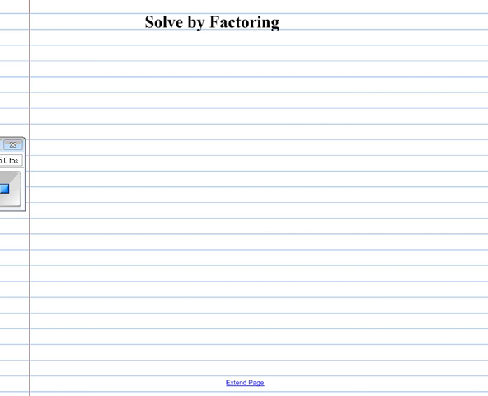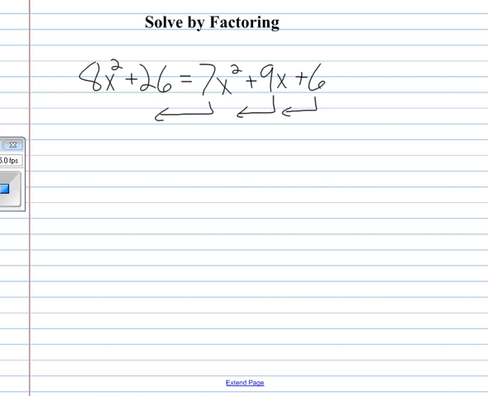Let's say we have the equation 8x squared plus 26 equals 7x squared plus 9x plus 6. So again, we need this equation to be equal to 0. So I'm going to move everything over here to the left. That way our x squared term will be positive. That's ideal. So this is going to reduce to x squared minus 9x plus 20 equals 0. So that's good, equals 0. So now we're going to factor this.